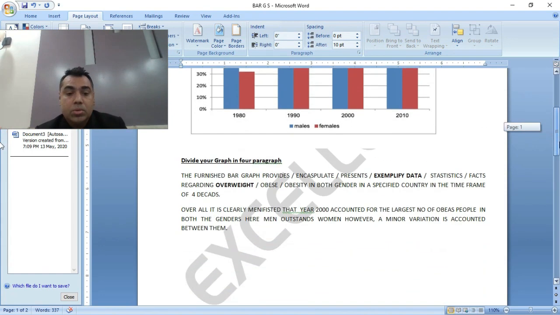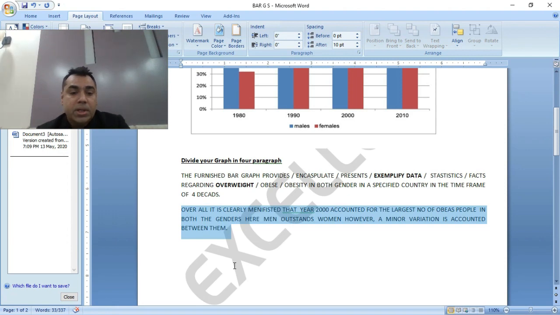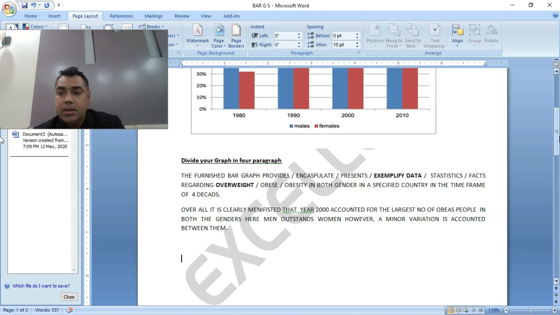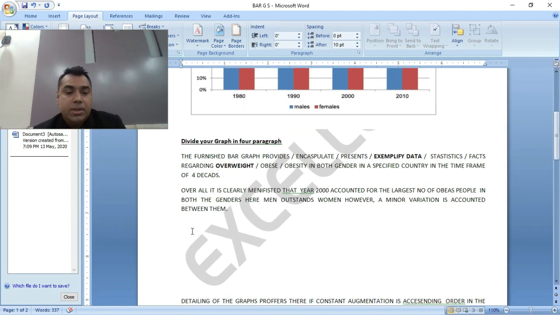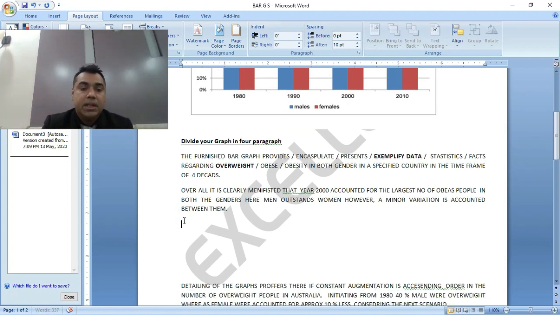So let us go through this once again. Overall, it is clearly manifested that year 2000 accounted for the largest number of the obese people in both the genders. Here, men outstand women. However, a minor variation is accounted between them. That you can use in your second paragraph. Now, paragraph 3 and paragraph 4, that we will.